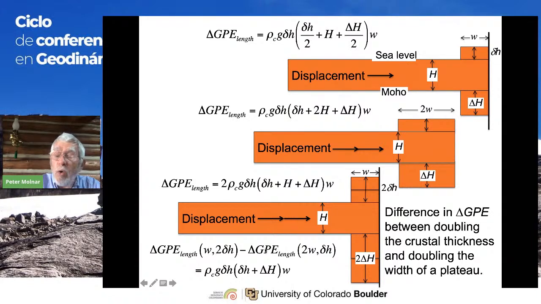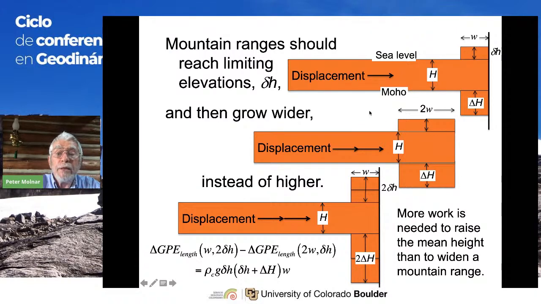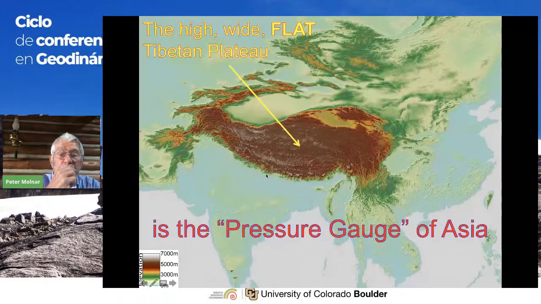So this is not going as the quadruple of the doubling of height, but it's still going non-linearly with increasing the height. The difference in potential energy between doubling the crustal thickness and doubling the width of the plateau is such that more work, more force per unit length has been needed to double the height than to double the width. And so mountain ranges, again, should reach a limiting height and then grow wider. Eventually, it becomes too difficult to lift the mountain higher, but one can still make the mountain range wider using the same force per unit length. I think I beat that hard.